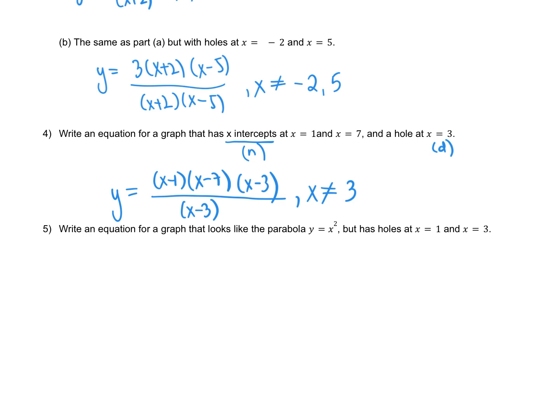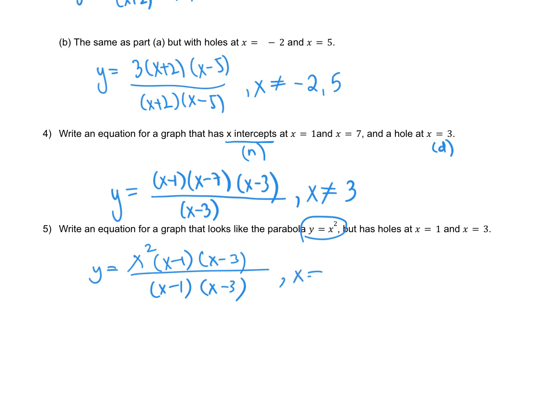Okay. Write an equation for a graph that looks like the parabola y equals x squared, but has holes at x equals 1 and x equals 3. Okay, well, our holes, no problem. I need an x minus 1 top and bottom to get the x equals 1 hole, and x minus 3 for the other hole. Now when this simplifies, it needs to simplify to the basic parabola. If I want that, let me just add the basic parabola in the numerator. And there it is. Just some restrictions, and we are done.